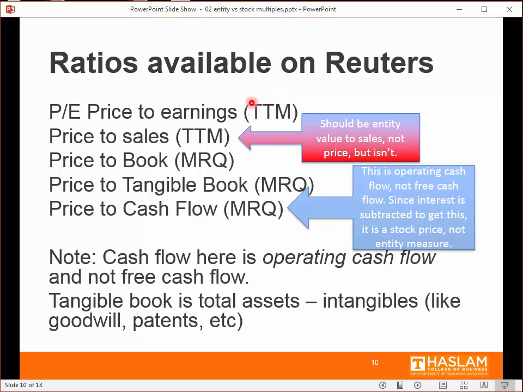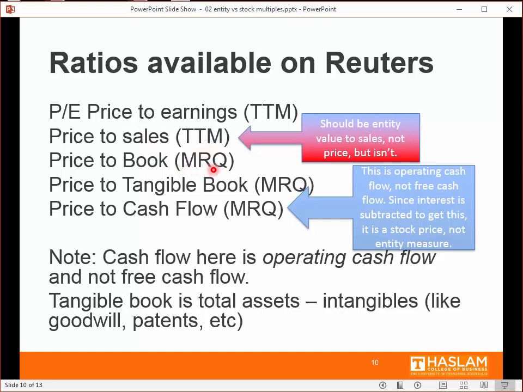So TTM just means they're using the last 12 months of earnings. There is a price to sales ratio on Reuters, but I'll argue that the price to sales ratio is an inappropriate ratio. You shouldn't be calculating that because that's price per share to sales per share, and sales is not an equity-based measure. It ought to be an enterprise value-based measure. And so rather than a price to sales ratio, Reuters ought to be providing an enterprise value to sales ratio, but that's also a trailing 12-month figure because sales is the last 12 months.